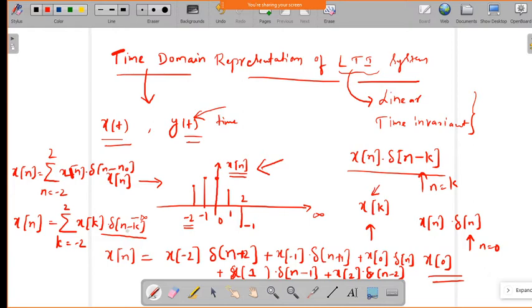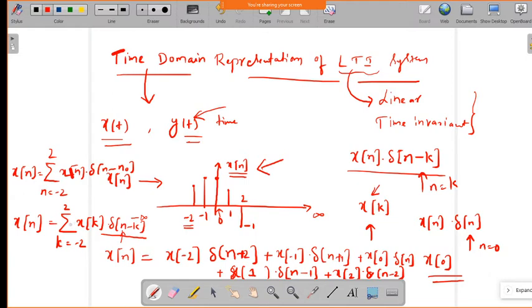So when n becomes equal to k, you will get the 0th index. Similarly, whatever k value you substitute, you will get the corresponding value of the shifted impulse. Okay, so this is only from between minus 2 to plus 2.